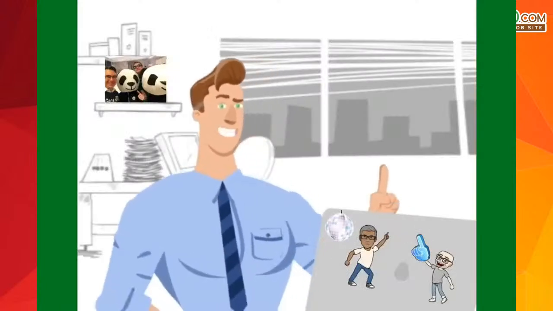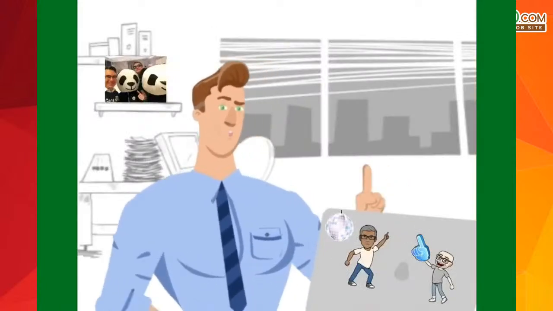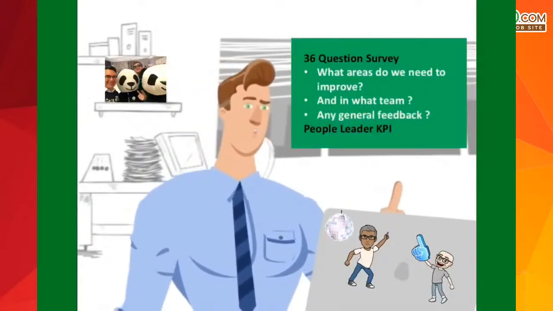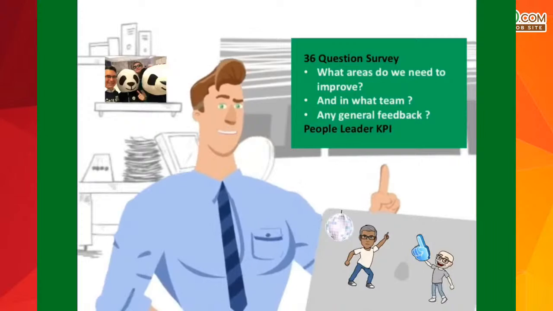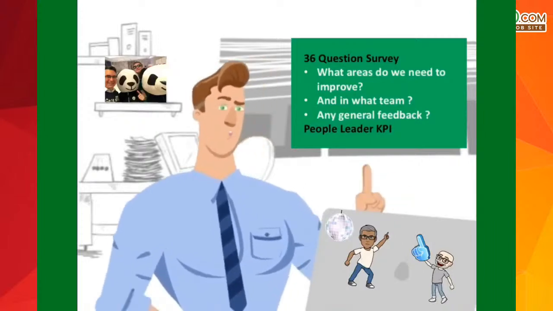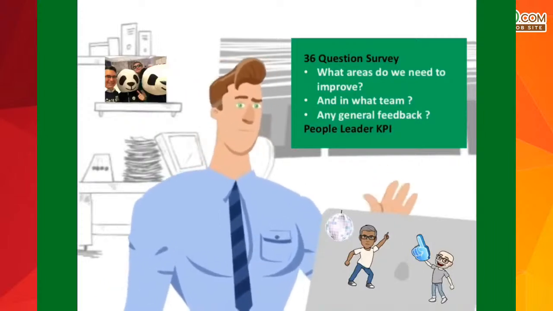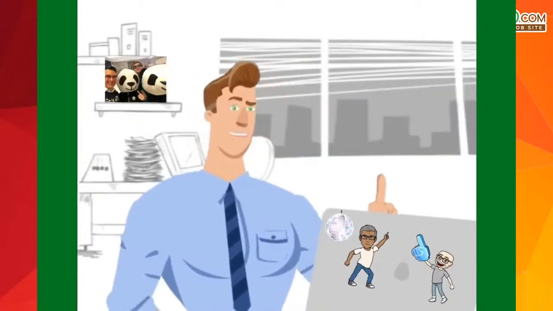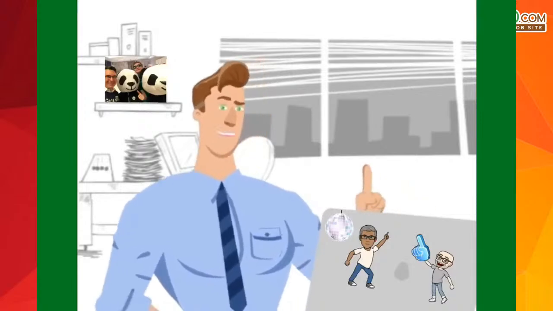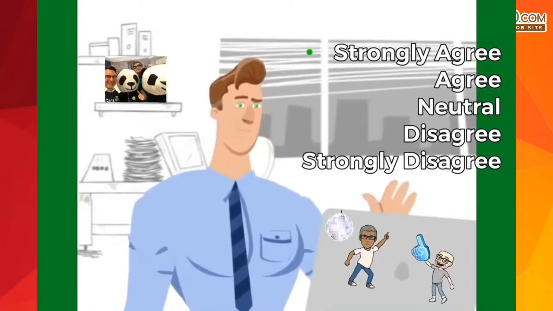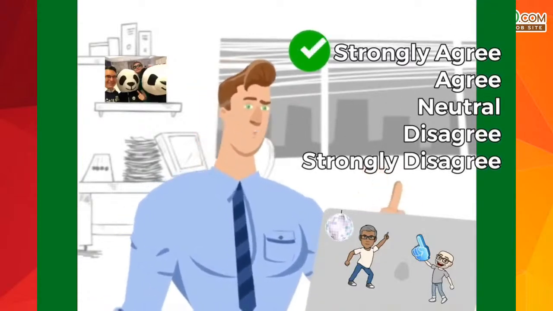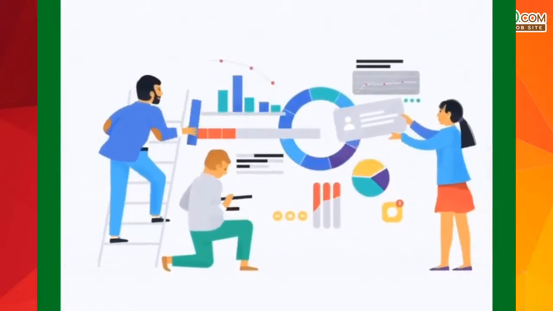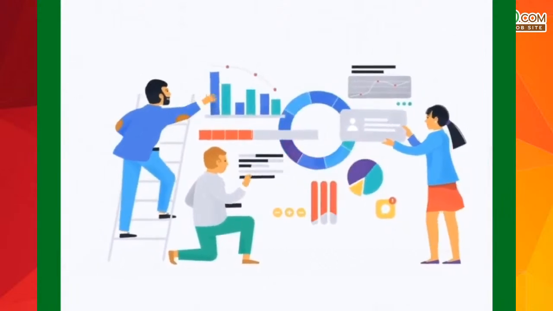And lastly, we have the Engagement Pulse Check, or Gallup Poll, whose 36 questions are directly linked to our framework. And, as always, you can give us open feedback too. This allows us to improve and action at both an individual and collective team level. The format follows an agreement scale that goes from strongly agree to strongly disagree. The result is a measure of our engagement relative to other teams and the industry.